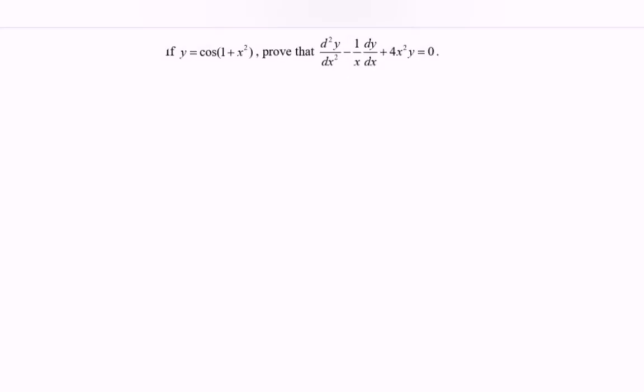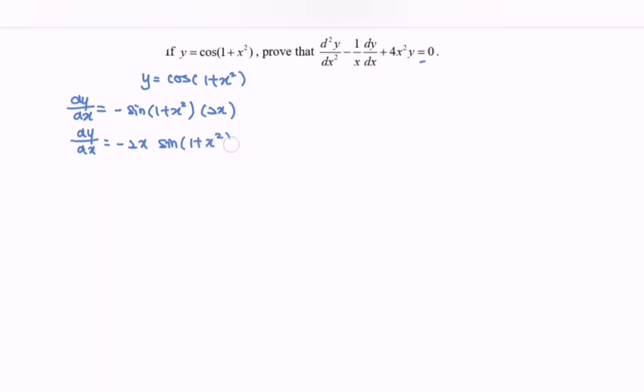Next, continue. If y equals cos(1 + x²), prove that we have the situation given here. At first, kindly differentiate for the first derivative, where dy/dx equals negative sin(1 + x²). Focus on the internal function and we have the 2x. So dy/dx equals negative 2x sin(1 + x²).